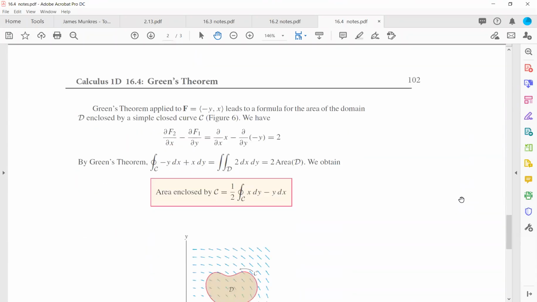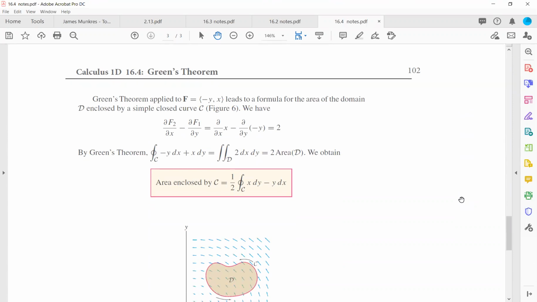Suppose you have a vector valued function F equal to (negative y, x). Suppose you apply Green's theorem to this vector valued function. The partial derivative of the second component with respect to x minus the partial derivative of the first component with respect to y is equal to 2. Very well.